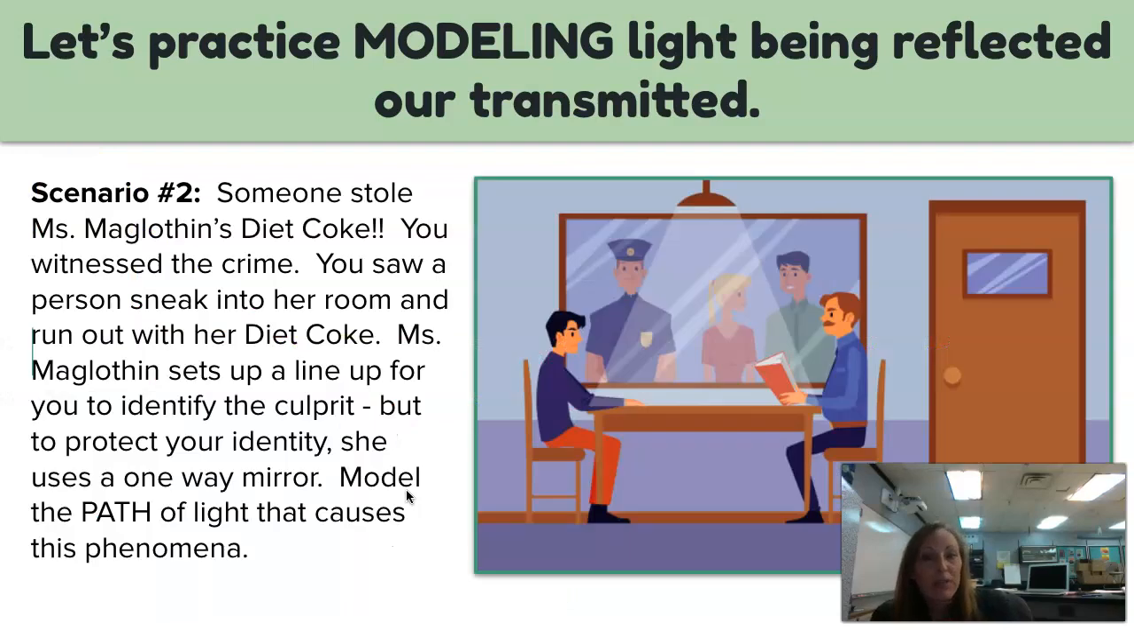Scenario number 2. Someone stole Miss McLaughlin's Diet Coke. I am addicted to it, so true. You were a witness to the crime. You saw a person sneak into her room and run out with her Diet Coke. You didn't know who it was, so Miss McLaughlin set up a lineup for you to identify the culprit. But to protect your identity, she's using a one-way mirror. Model the path of light that causes this phenomenon. All right, pause here. Try to make a model of that, and then I'll show you mine.